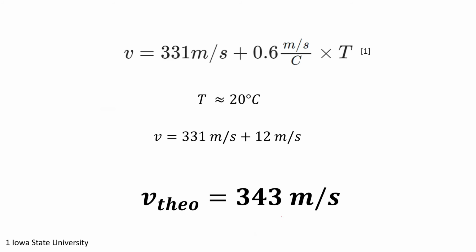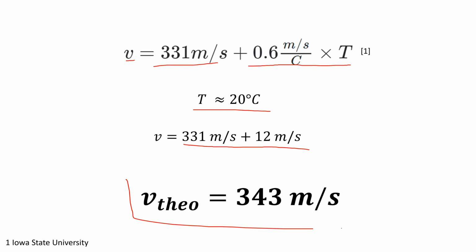So now we need to compare this to the theoretical velocity of the speed of sound. Iowa State University says that the velocity actually depends on the temperature of the air. It's 331 meters per second plus 0.6 meters per second for each degree centigrade it increases from 0 degrees. So if the temperature is around 20 degrees Celsius, which is around the ambient temperature, this means that the velocity of sound will be around 331 meters per second plus 12 meters per second, which gives around 343 meters per second.